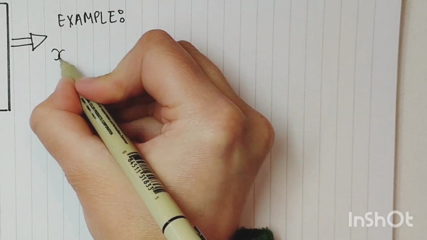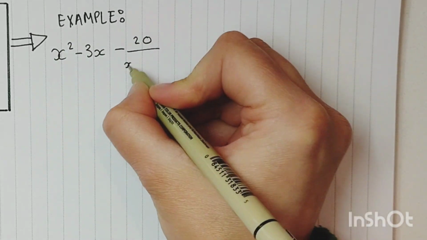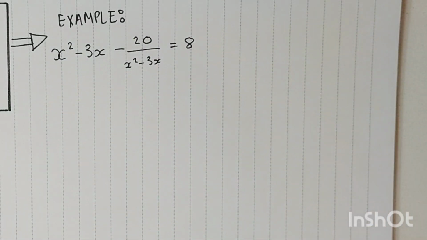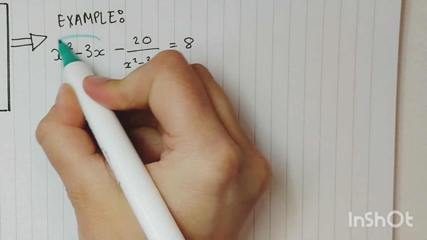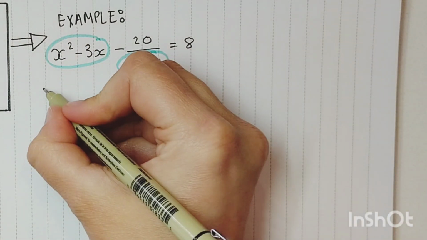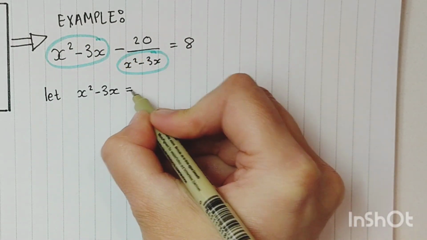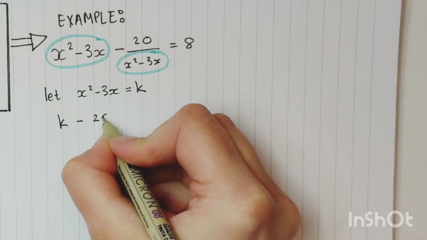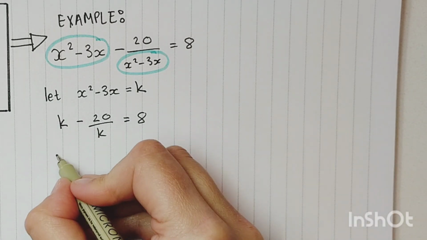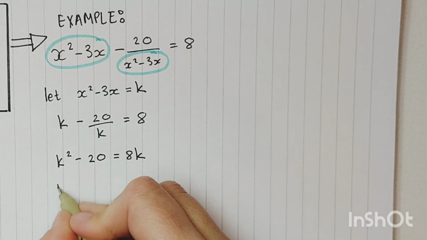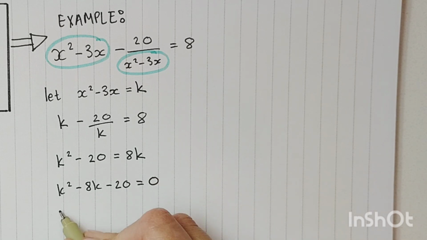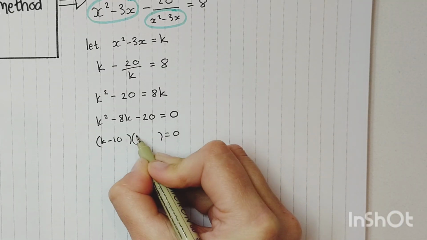Now, that's what the K method does. Have a look at this equation. This is quite a complicated looking equation. What you can do is those two repeated sections, x squared minus 3x, you can actually let that be called k. Call it something else. Substitute something in its place. And then you can just solve the equation with a k. This is a fraction equation, and it results in a quadratic equation.